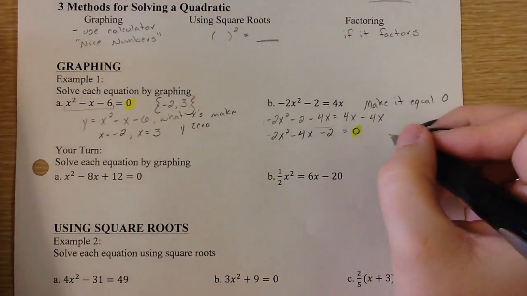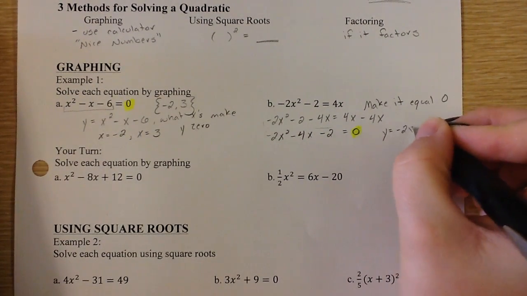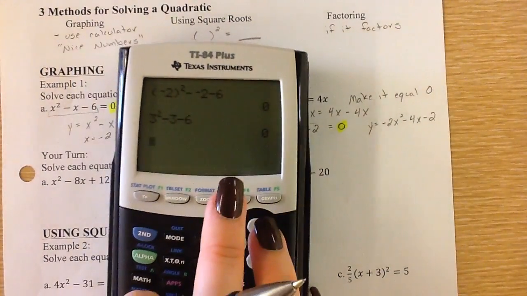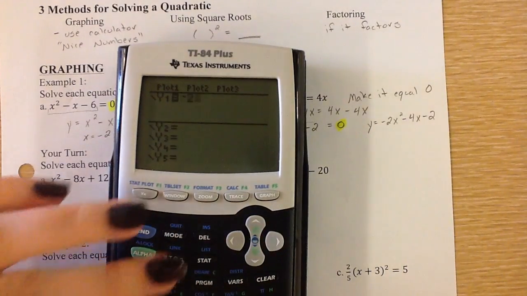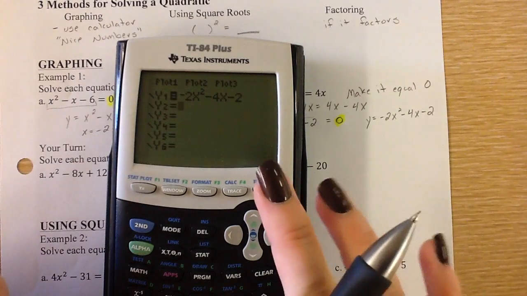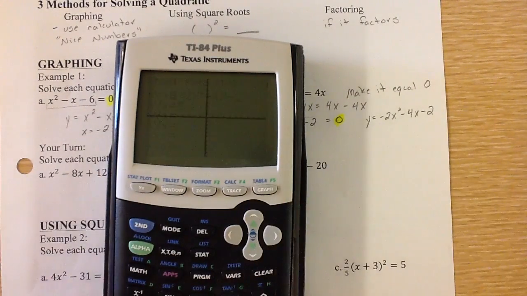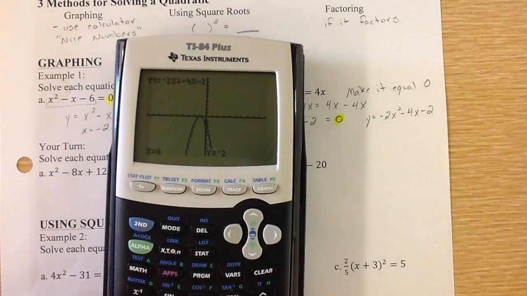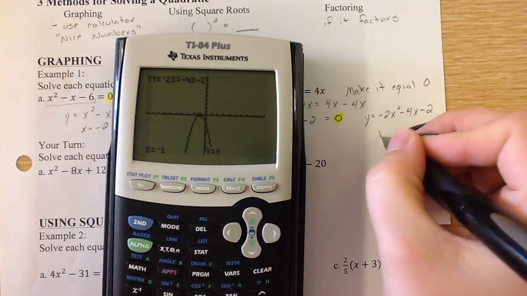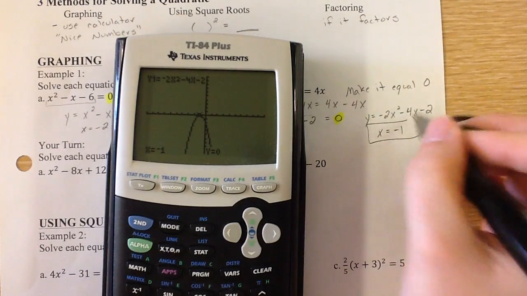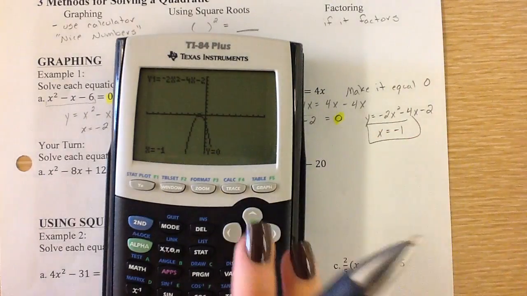So then I'm going to graph it. I'm going to graph y equals negative 2x squared minus 4x minus 2. Okay, graph it. And then again, I'm looking for where this equals 0. It looks like there's just one point right there. So let's trace. It looks like it's at negative 1. Yep, so x equals negative 1 makes it 0. This only has the one solution because that's the only place it crosses the x-axis.